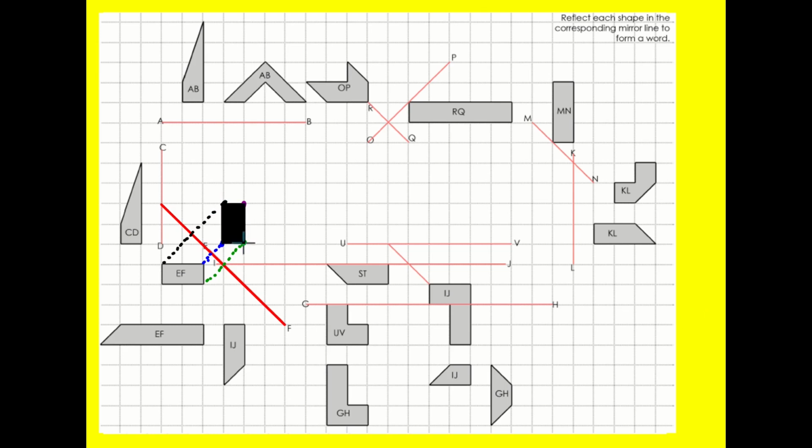Okay, so there's my shape. I've reflected the first one, and maybe I just put a little tick by it to show that I've done it. So I want you to carry on with all of the other ones. I'll pause the video, try this, and in about 10 seconds I'm going to show you the answer.